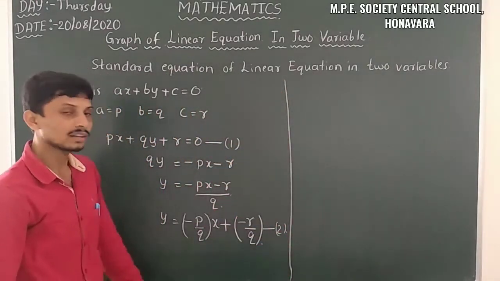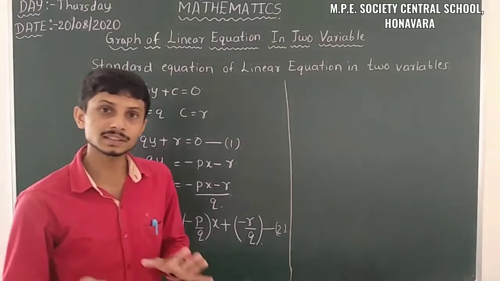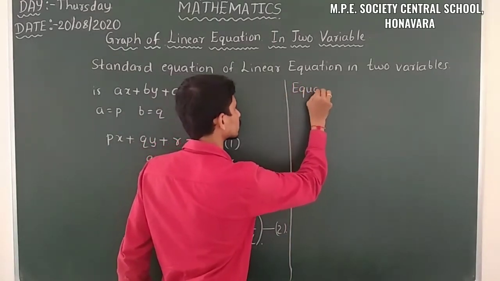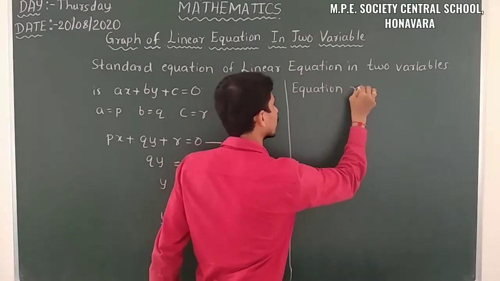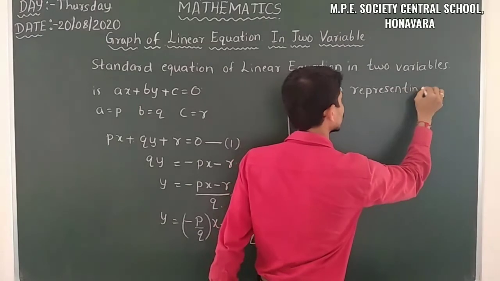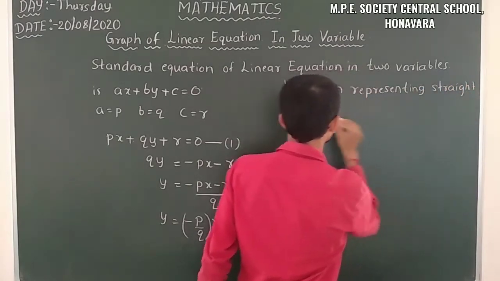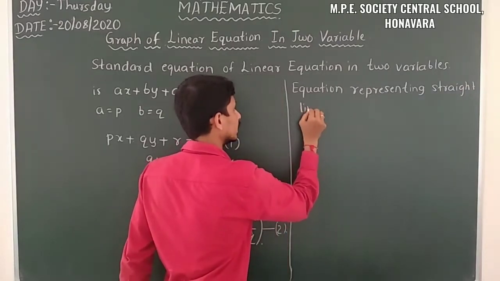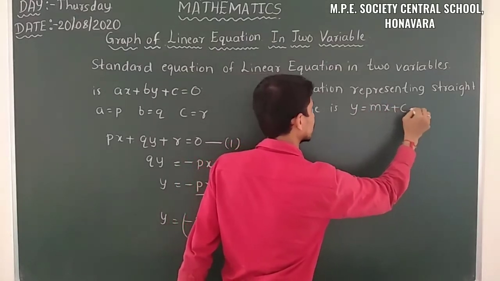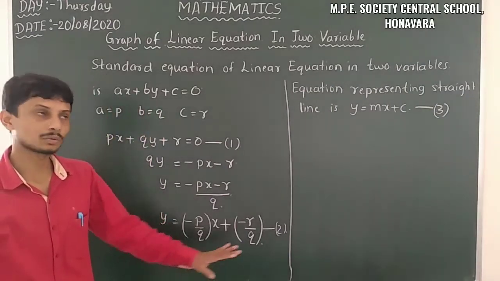Then it is our turn to compare with the standard equation representing a straight line. That is, the equation representing a straight line is y is equal to mx plus c. It is equation number 3. So compare equation 2 and equation 3.